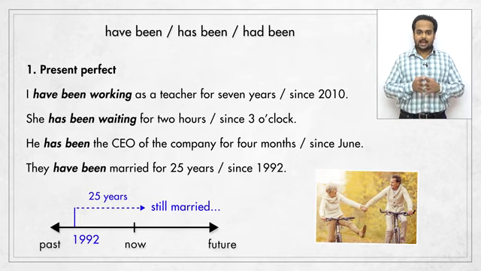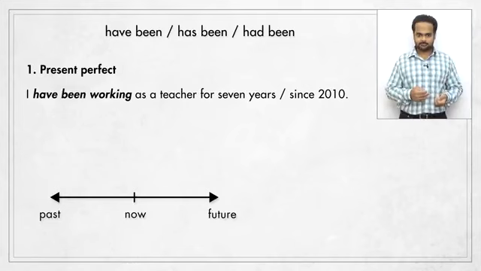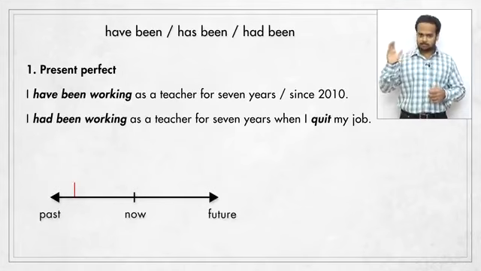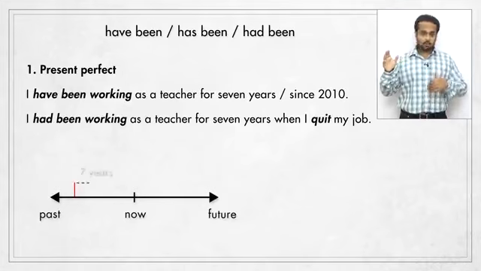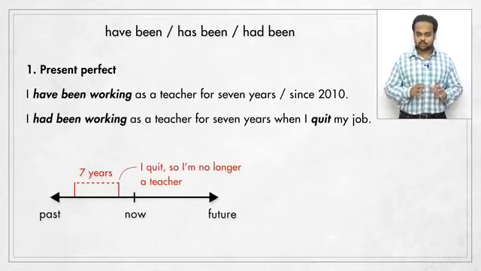Okay, so what about had been? Well, let's change our sentences a little bit. I had been working as a teacher for 7 years when I quit my job. We see a different meaning here. It means that I started working as a teacher at some point in the past. I was a teacher for 7 years, but then I quit. So now I am no longer a teacher.